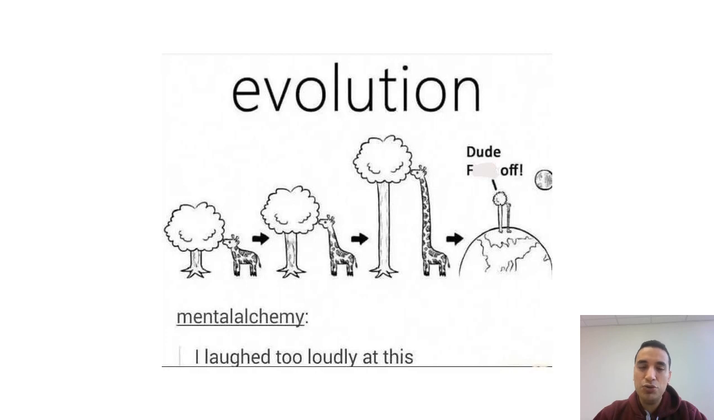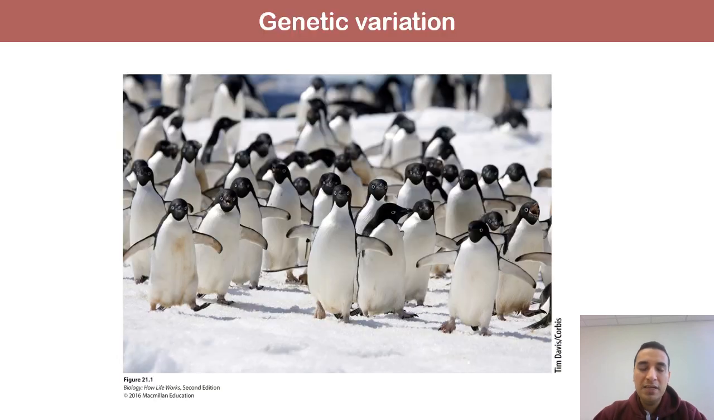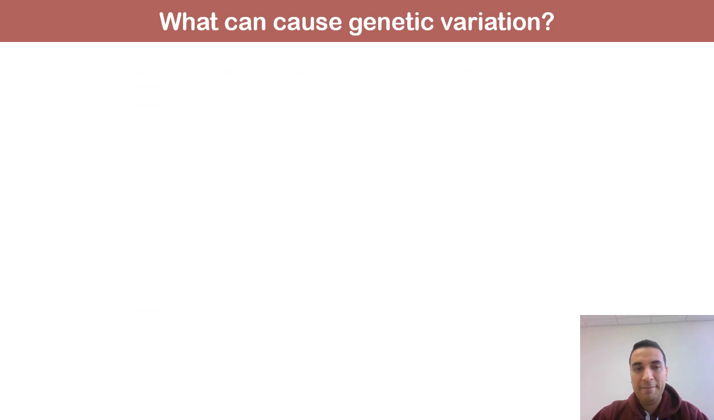Let's talk about evolution now. Let's look at this group of penguins here. Clearly, there are differences among different individuals. We think of penguins as being, well, penguins, but they are not all the same, right? There are differences here, just like there are differences among humans. I wonder if the penguins look at humans and they think they're all the same. There is no difference. So what can cause genetic variation?